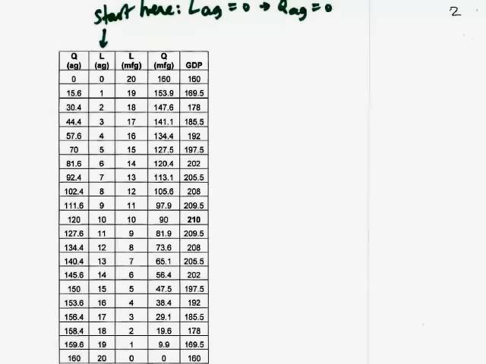What I've done in this third analysis is I've numbered the workers so that the sum is always going to be 20. And I tell you the output, and I multiply by 1 to get the GDP. So when the workers are all assigned to the manufacturing sector, the GDP is 160. When 19 workers are assigned to the manufacturing sector and 1 to the agricultural sector, we get 15.6 plus 153.9, which is a total of 169.5 as our GDP.